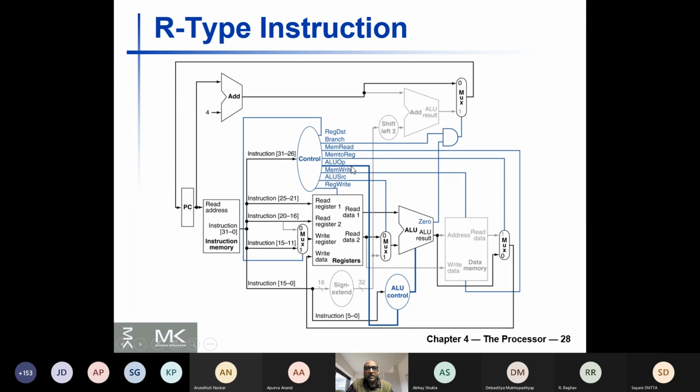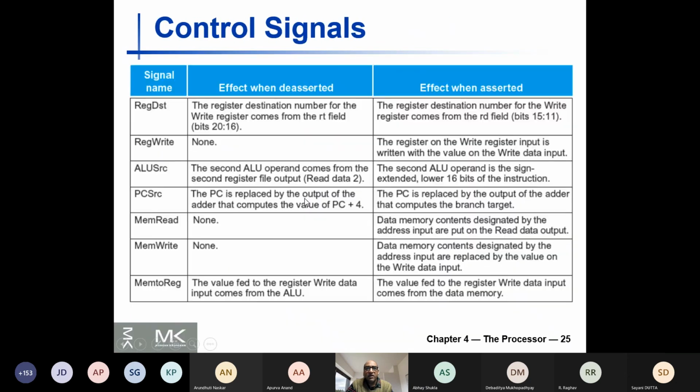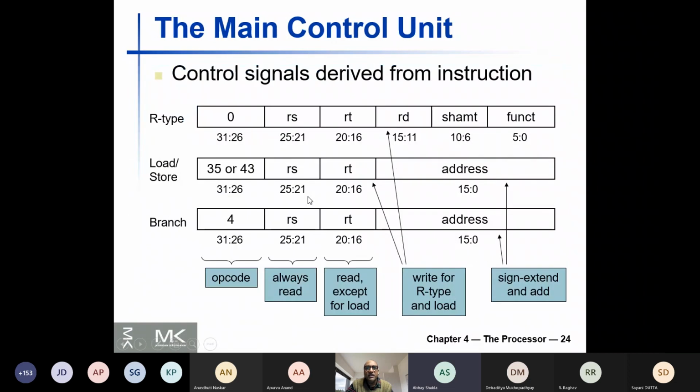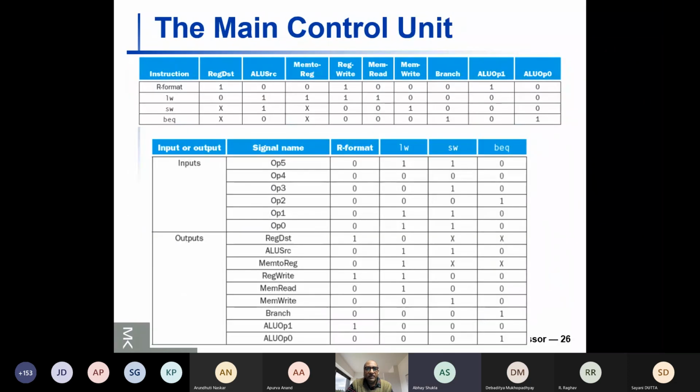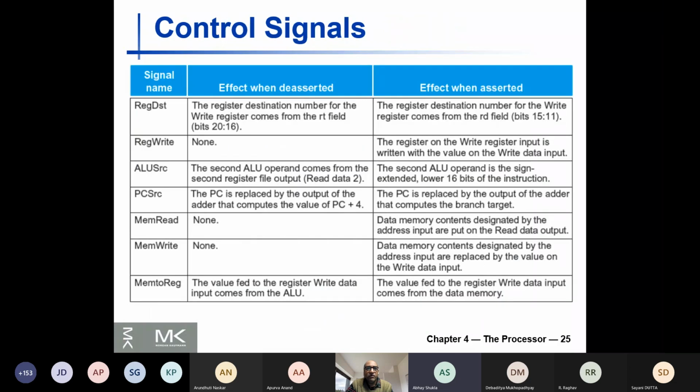Now with this background, if you look at these various control signals, here the purpose of the control, that means where the control signal will be on and where the control signal will be off, is given in this particular description.